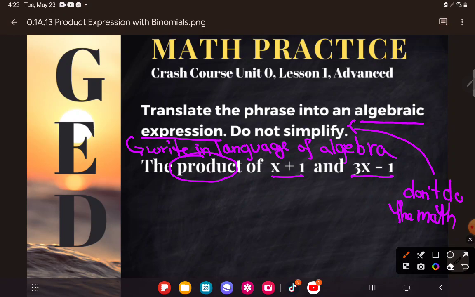Now, here's where a lot of students go wrong. They do one of two things. Either they try to use the old-fashioned times sign for multiply. For example, x plus 1 times 3x minus 1. First of all, this is just confusing because it's hard to tell the x's from the times. But besides that, it's also wrong.